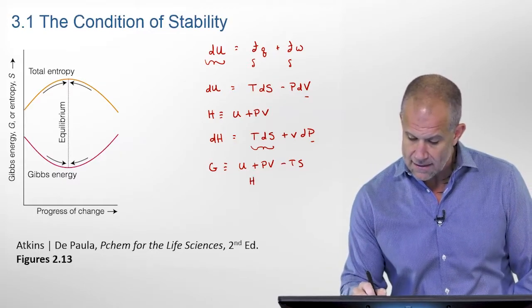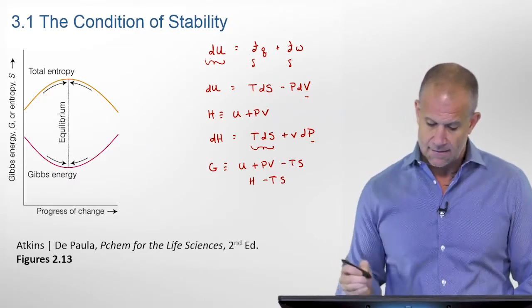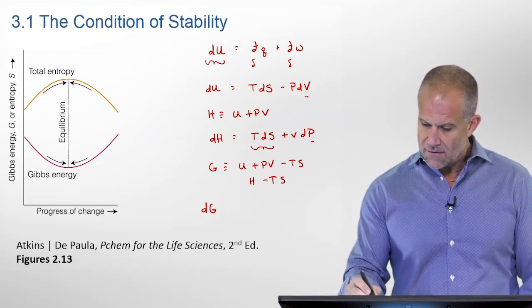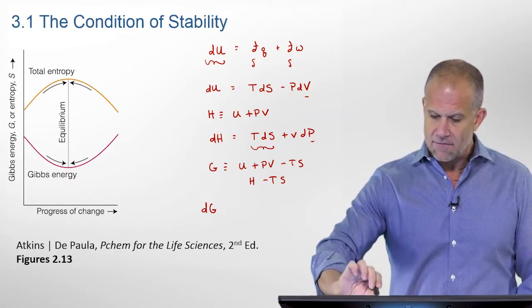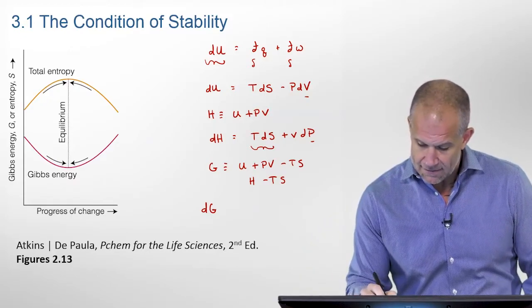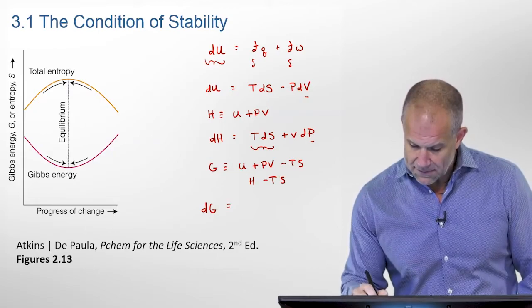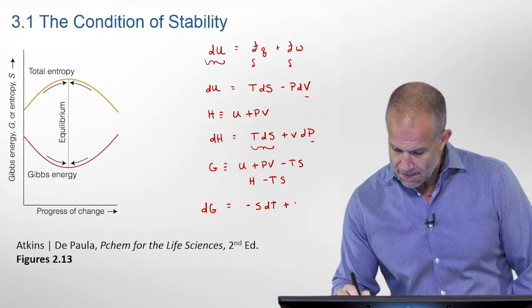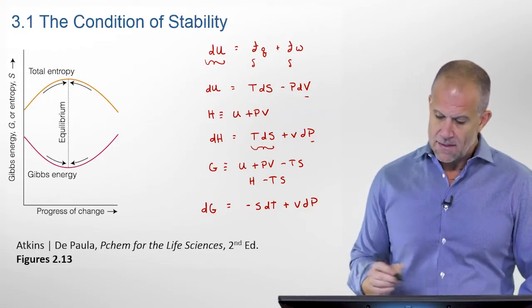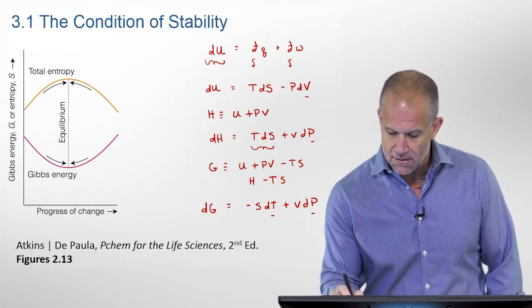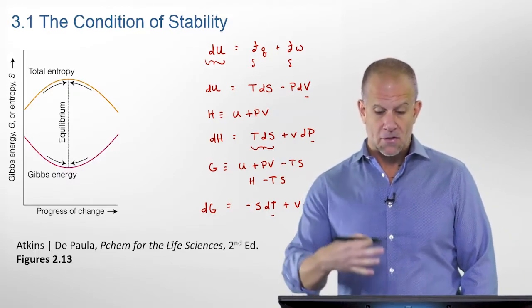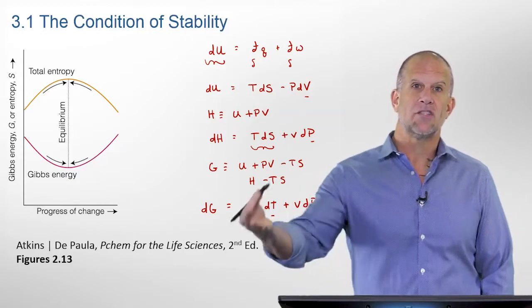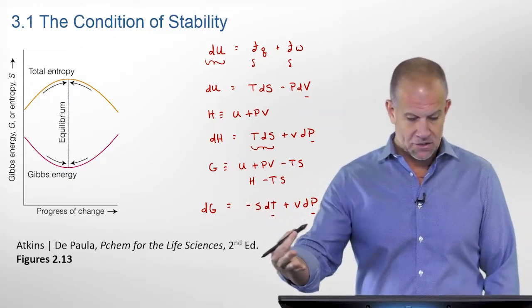So you can also write this as H minus TS. And the way I remember this is that whichever of these it takes, it flips the variables and flips the sign. So it flips from minus SdT plus VdP. So now our dependent variables are temperature and pressure. So if those are held constant, then there's no change in Gibbs free energy.